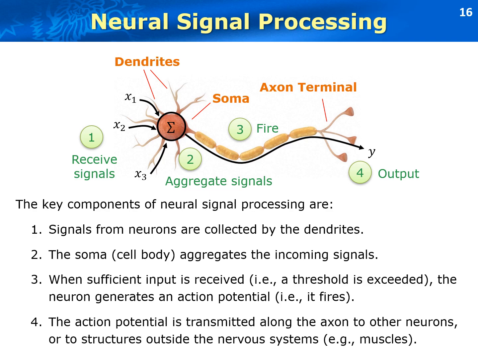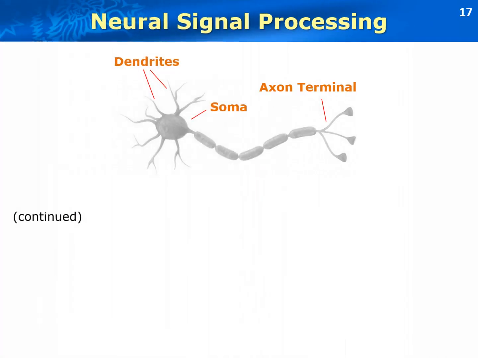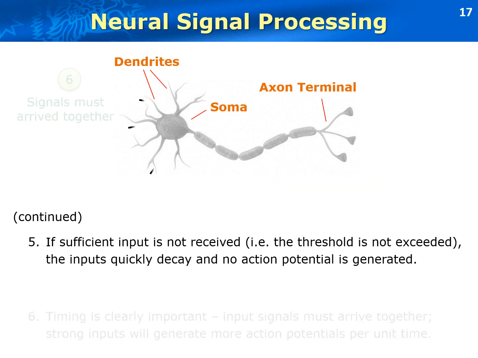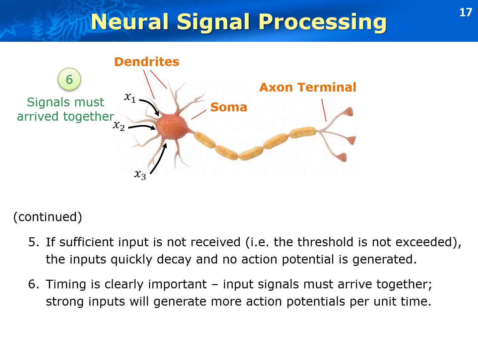If sufficient input is not received, that is, the threshold is not met, then the inputs quickly decay and no action potential is generated. Timing is also very important. Input signals must arrive together. Strong inputs will generate more action potentials per unit time.